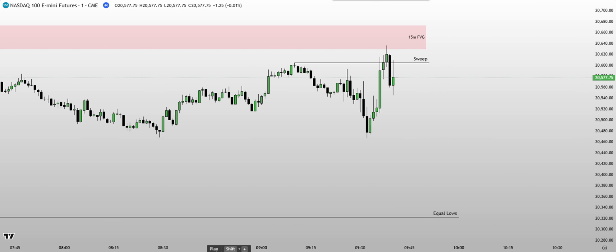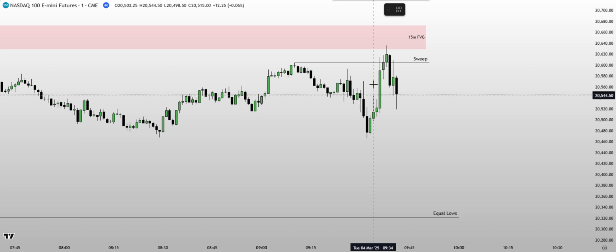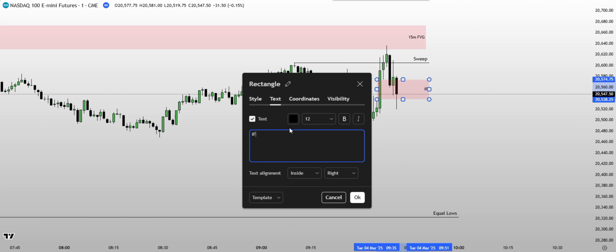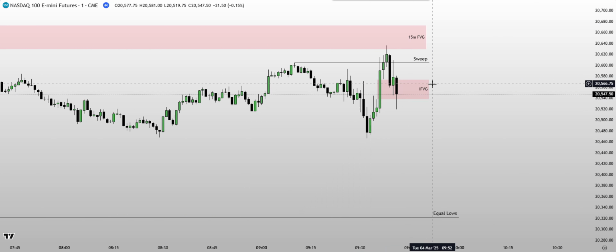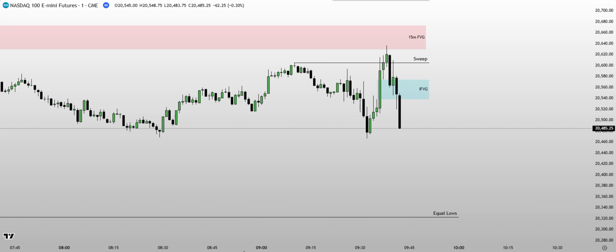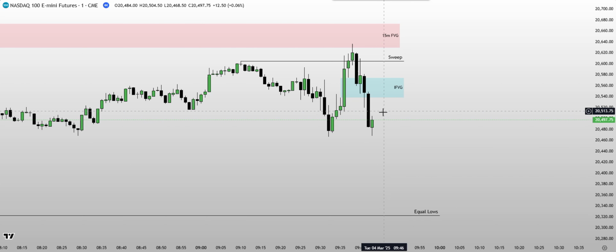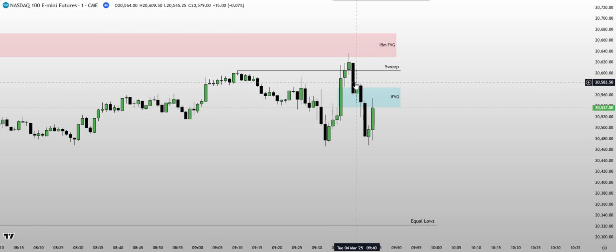I want to see what price does from this point. Do we inverse this gap? That's what I want to see happen. I want to see price inverse this bullish gap right here. That's what I'm looking for us to get. No entry just yet. Still from this point, no entry at this point. Still nothing for us to take. I still don't have an entry just yet.